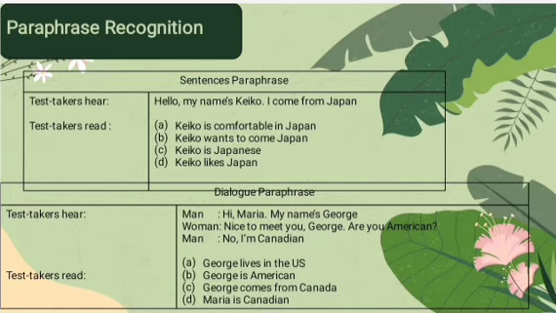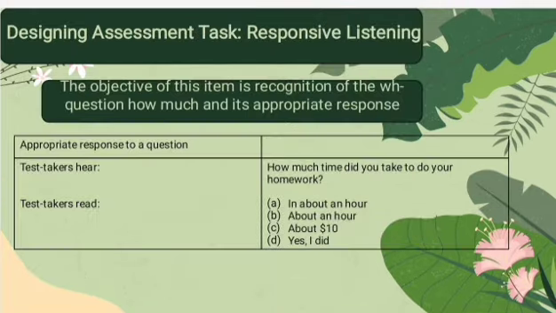Okay, let's take a look at what the test taker reads, with 4 choices. The first, George lives in the US. Second, George is American. Third, George comes from Canada. Fourth, Maria is Canadian. Next, we move on to the second designing assessment task, responsive listening.